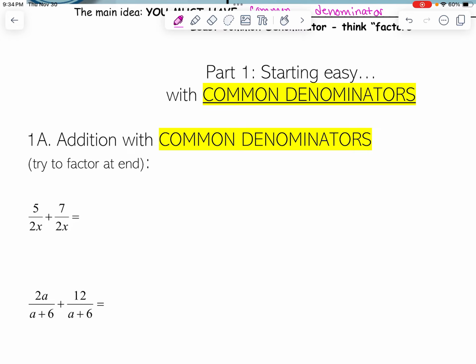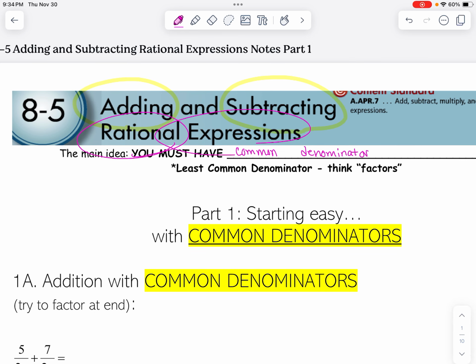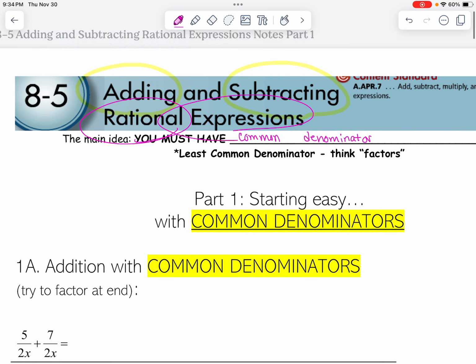Okay, ready? Part 1. We're going to start easy. So rational means fraction. Expressions means x, y, and so on. Ready?